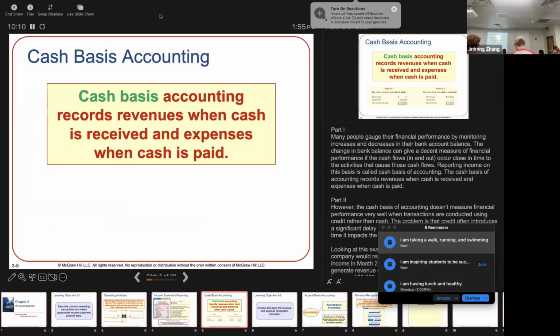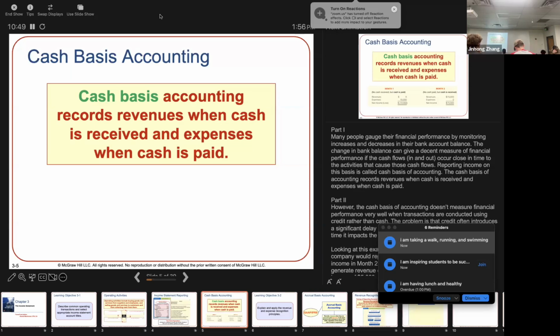So the easiest way is cash basis. Cash basis is basically cash in and cash out. So with cash basis, you don't book accounts receivable or accounts payable. When you sell, if you haven't received the cash yet, you don't book it. When you receive the cash, you have sales. And for expenses, if you haven't paid it, you don't book it. When you pay it, you book it. Okay. So cash basis is the easiest one for small businesses.